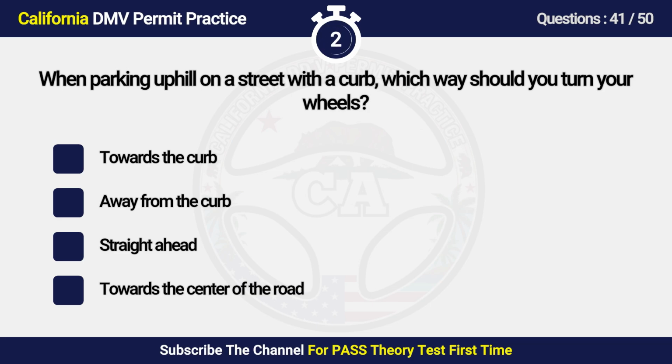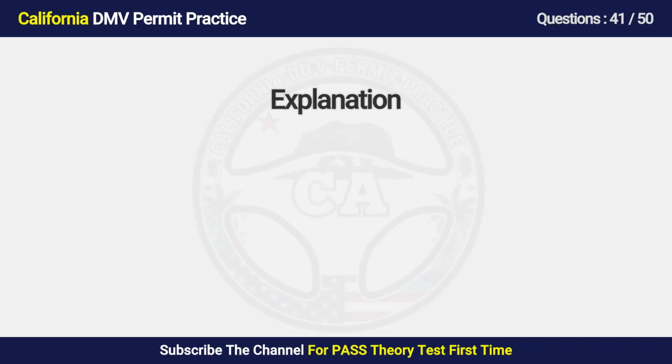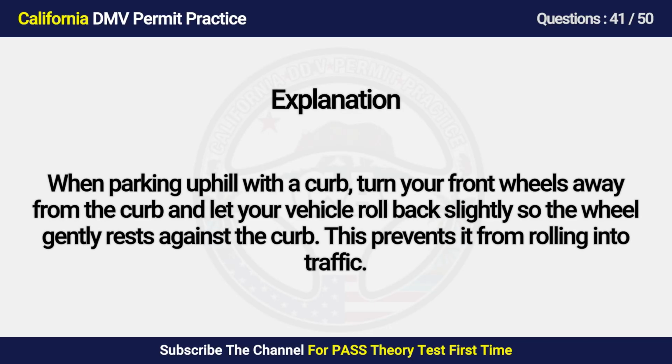Answer is B. Away from the curb. When parking uphill with a curb, turn your front wheels away from the curb and let your vehicle roll back slightly so the wheel gently rests against the curb. This prevents it from rolling into traffic.